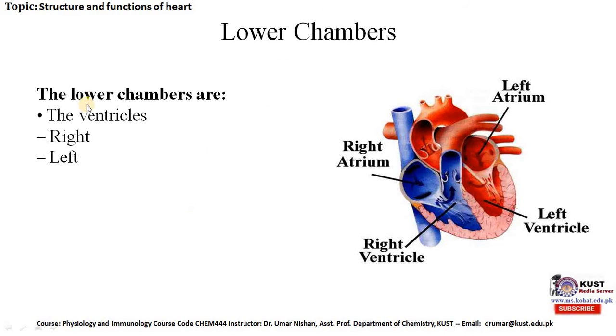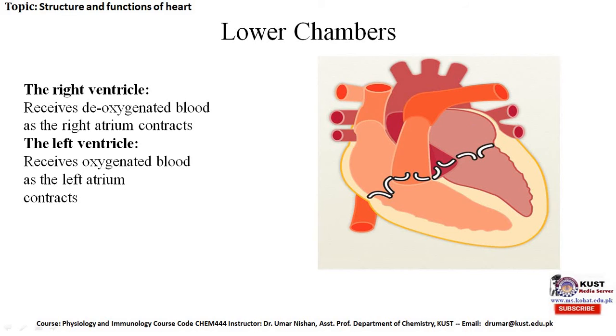Now the lower chambers. The lower chambers are the ventricles, right and left. Right ventricle and left ventricle. Here is the diagram again showing the right atrium, the right ventricle, the left ventricle and the left atrium. Now the lower chambers: the right ventricle receives deoxygenated blood as the right atrium contracts. The left ventricle receives oxygenated blood as the left atrium contracts.